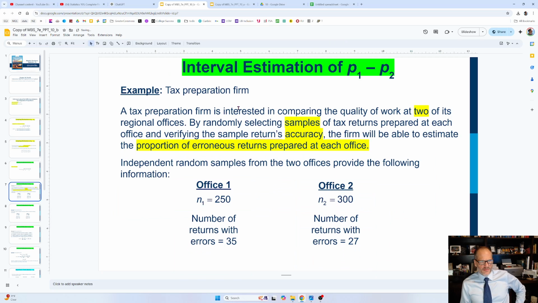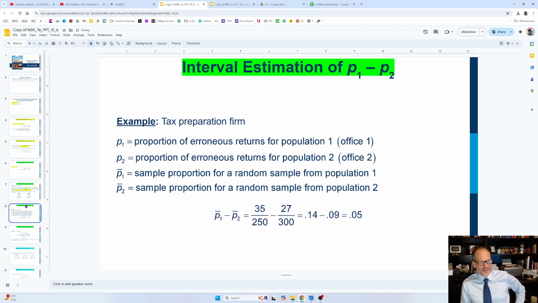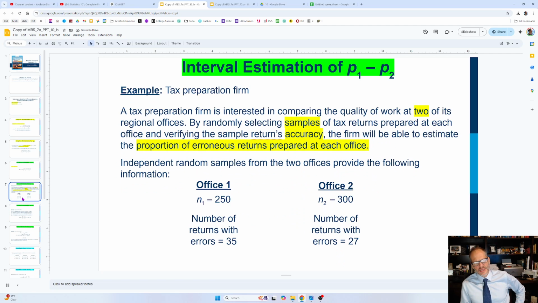All right, I like that. So independent random samples from 2 offices provide the following information. For me, that's just easier to make sense of the problem. I put it on one slide like that.